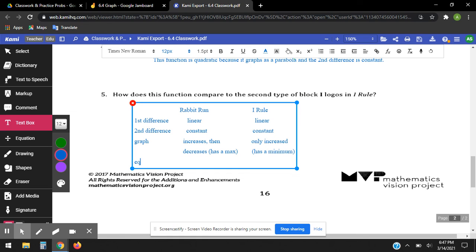Equation. Let's look at the equation. The equation was, let's see, this one has two linear factors, which, if we would multiply that out, would be an x squared, right? And this one had an x squared term. So they both had that.